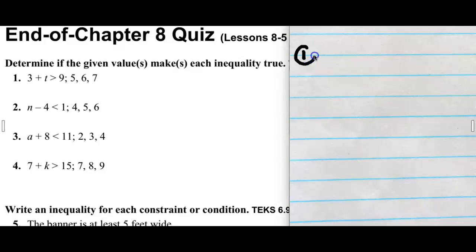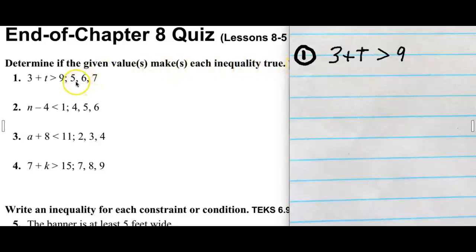So number one is going to be 3 plus t, and make that to where it doesn't look like two plus signs. 3 plus t is greater than 9. And what it's asking you to do from numbers 1 through 4 in tomorrow's quiz is you're going to determine which value makes the inequality true.